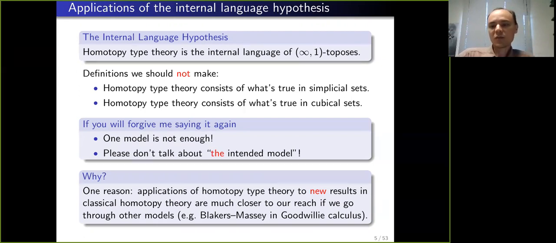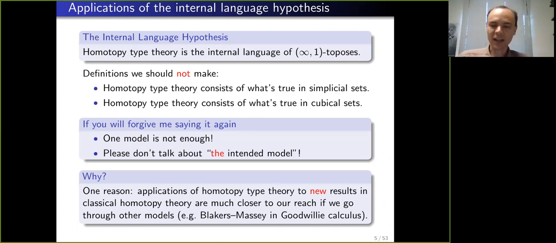We shouldn't think about there being one model which is the intended model of the theory. I think that we should intend to have many models. There may be a motivating model or a canonical sort of model that we started with, but we should try to generalize beyond that.